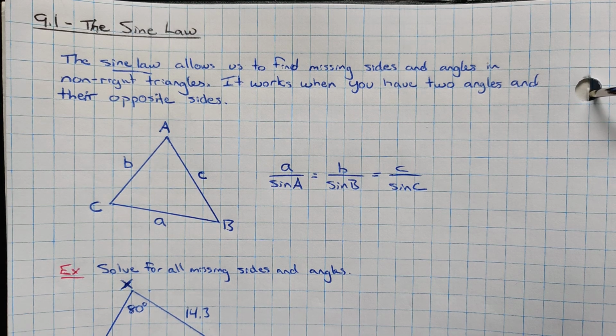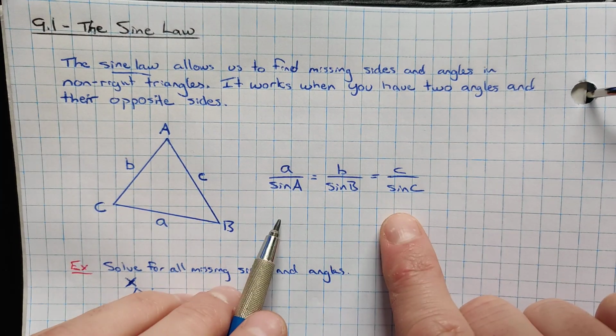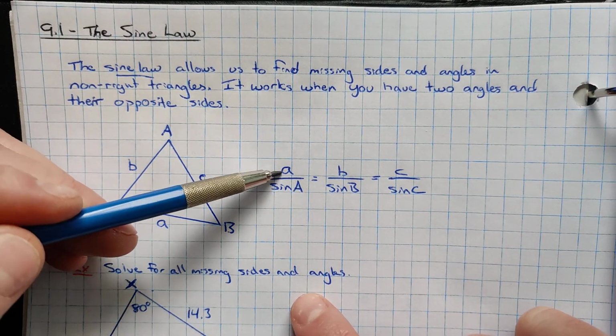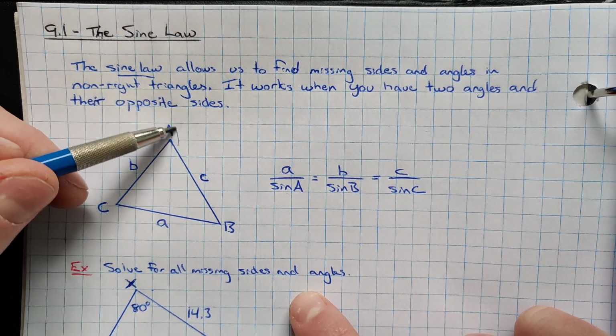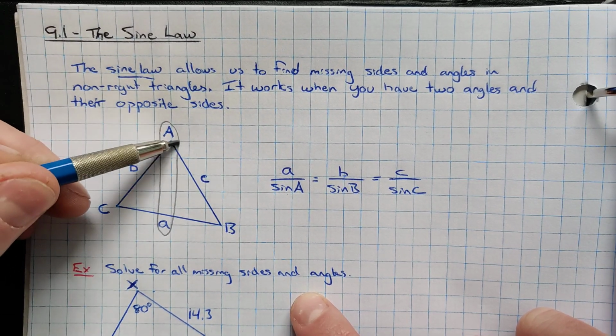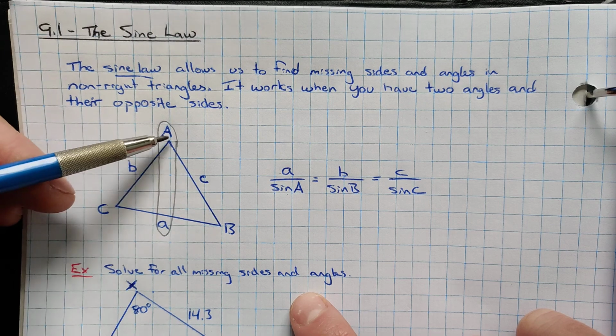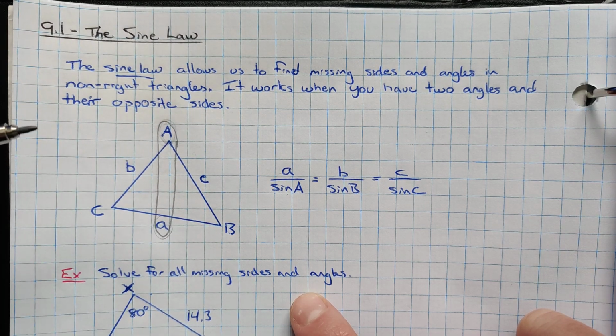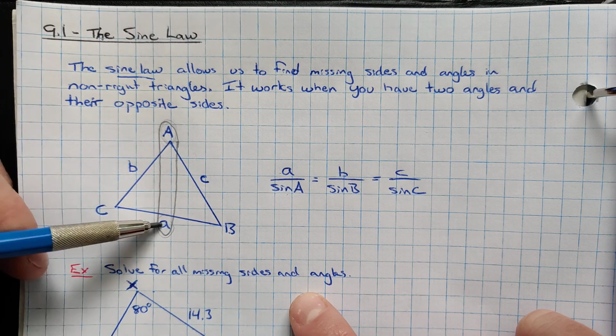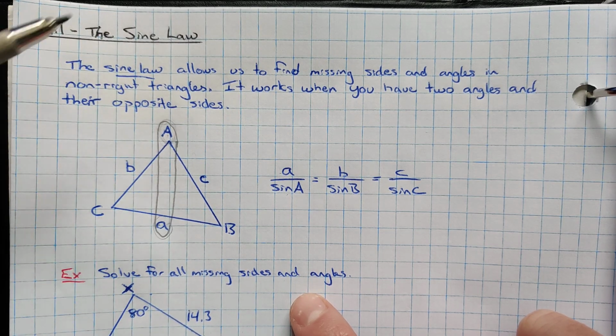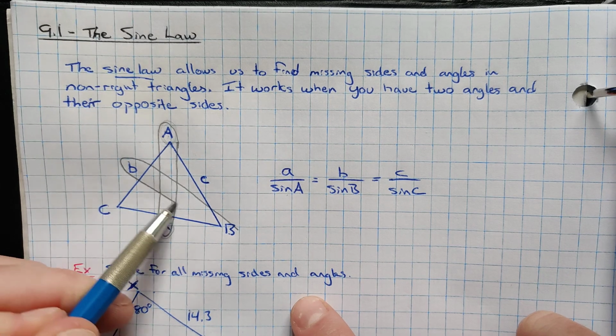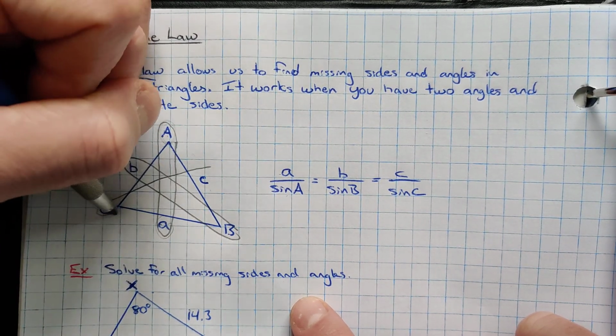So the sine law is what we'll start with, and it allows us to find missing sides and angles in non-right triangles. So when it works is important. It only works if you have two angles and their opposite sides in play. So here's the equation. You have a set of ratios where the side A over its matching angle, so A over sine A. Okay, so then this is how triangles are labeled, that the angle and its opposite side are always labeled with the same letter, capital on angles, lowercase on sides. So A over sine A equals B over sine B equals C over sine C.